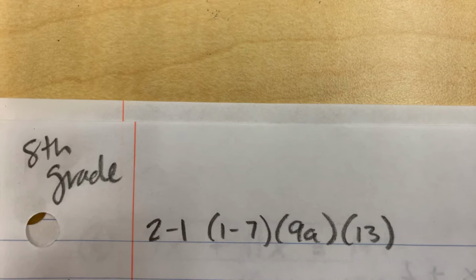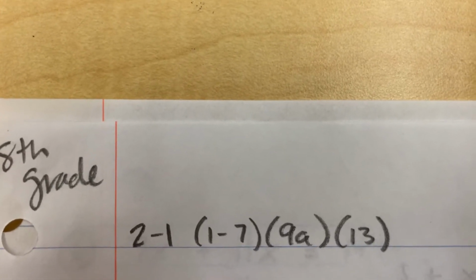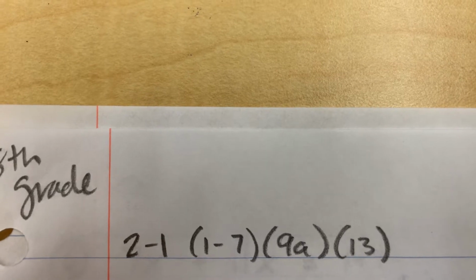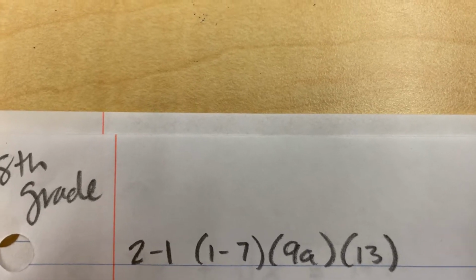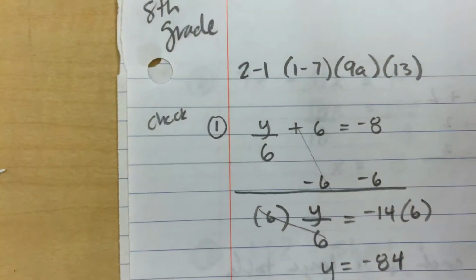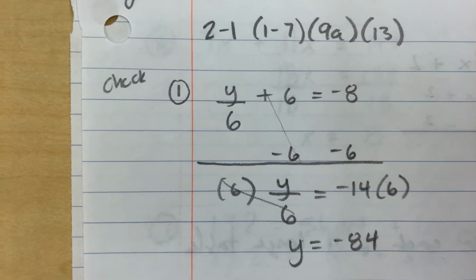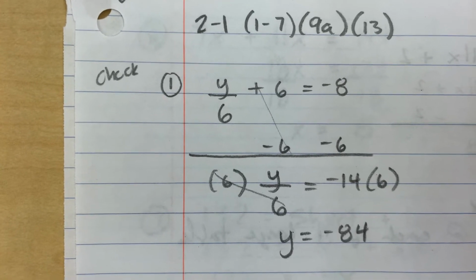First time in the 8th grade textbook, section 2-1, problems 1 through 7, problem number 9A, and number 13. Here is your textbook work. Problem number 1, isolate the variable term, then isolate the variable.